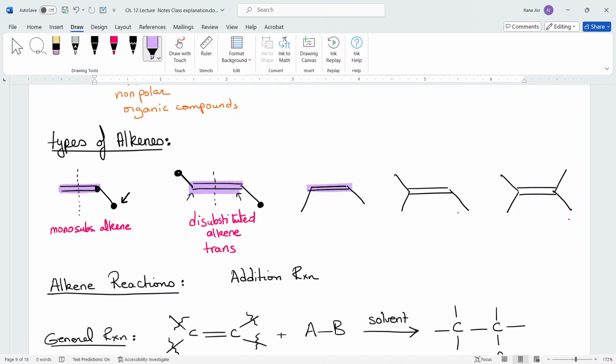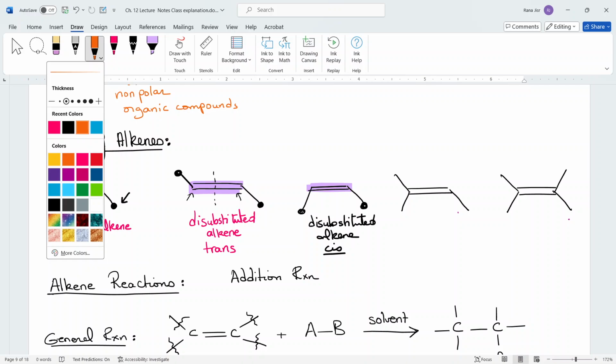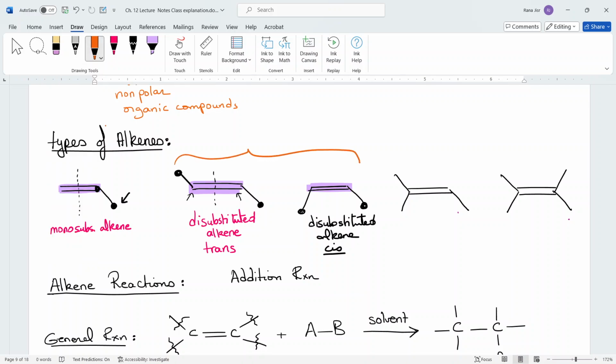This one over here is again a di-substituted alkene, because you do have 2 carbons in there, but the substituents are on the same side, so we're going to call this cis. So when we talk about di-substituted alkenes, they can either be cis or trans.